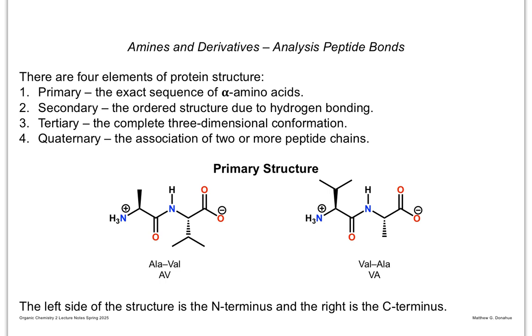So there are 4 elements to those protein structures. We're talking about imagining very large biopolymers here. The primary structure is the exact sequence of amino acids as we read from the N terminus on the left to the C terminus on the right.